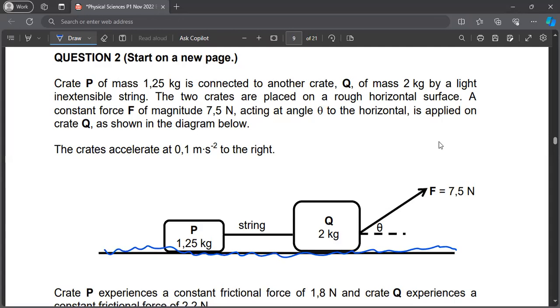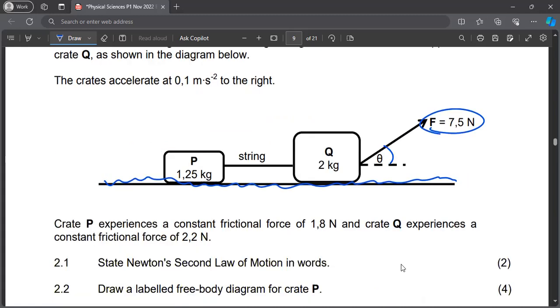A constant force of magnitude 7.5 newtons acting at an angle theta to the horizontal is applied on block Q, as shown in the diagram. The blocks accelerate at 0.1 meters per second squared to the right. Fine. Now they say block P experiences a constant frictional force of 1.8 newtons and block Q a constant frictional force of 2.2 newtons.